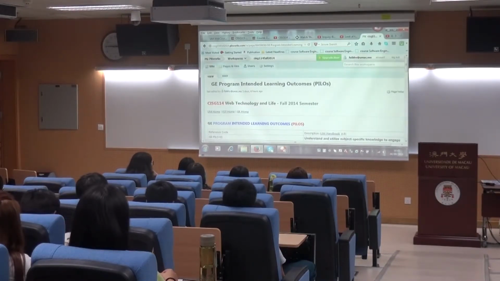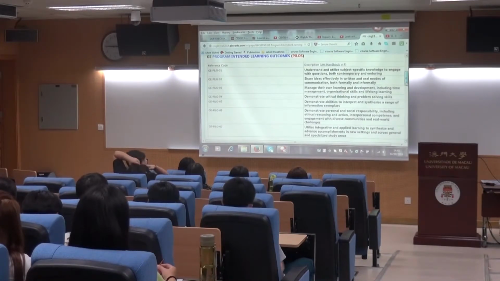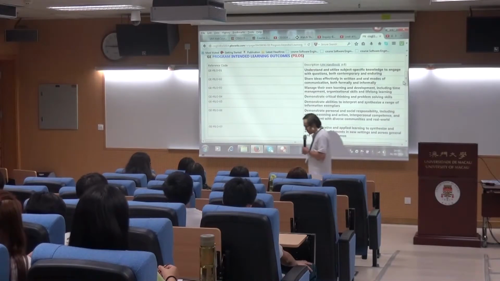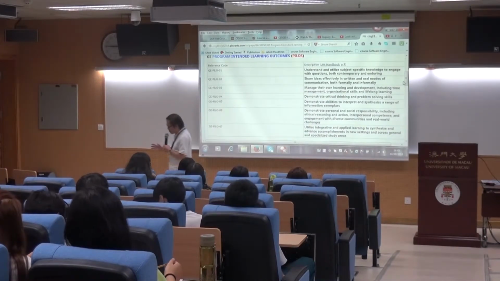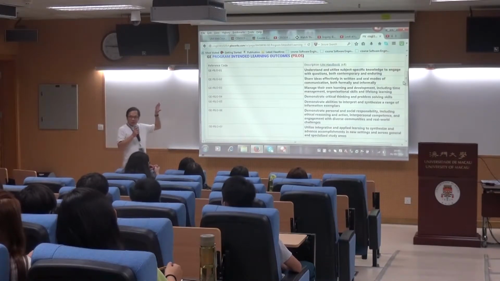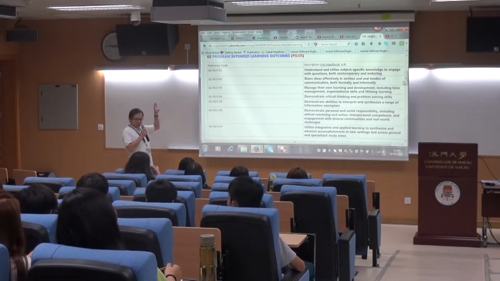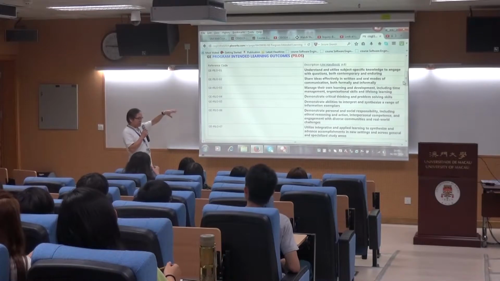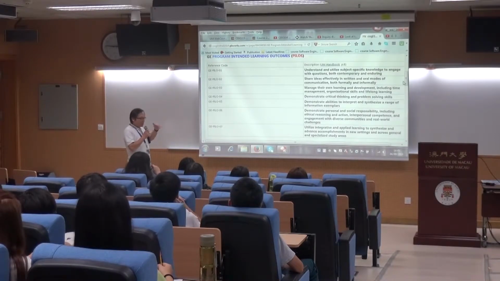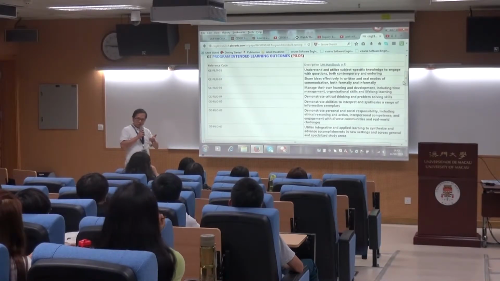Program intended learning outcomes. We have 7 program intended learning outcomes for this particular general education program at the University of Macau, and each instructor of any general education course must design your learning experience based on how much of these 7 essential outcomes we would like to give you some experience with in the process of learning in a particular course. So let's walk through it.